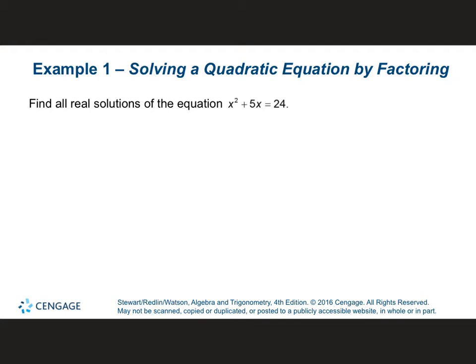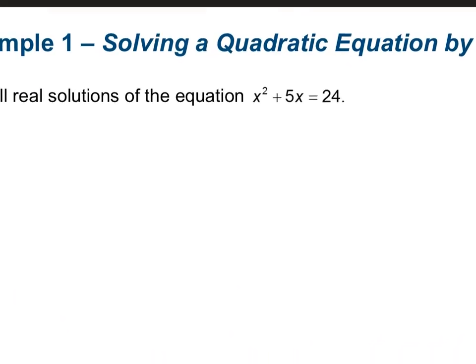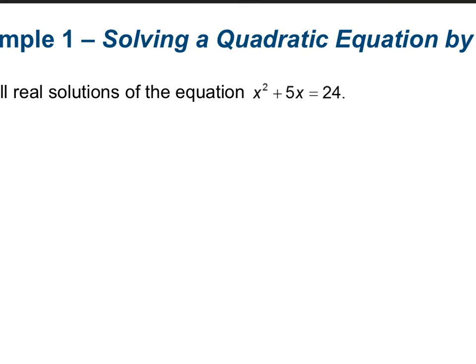With our first example, we are looking at x squared plus 5x is equal to 24, and we are solving this equation by factoring. So I'm just going to rewrite this equation when I bring that 24 over, because I want my equation to be equal to 0. When we're solving any of these equations, we want it equal to 0. So I'm just going to subtract that 24 from each side.